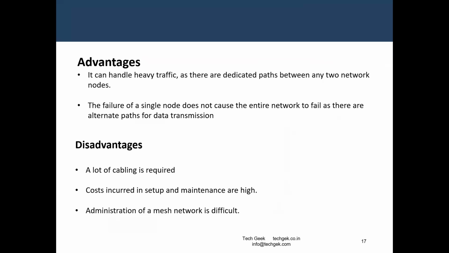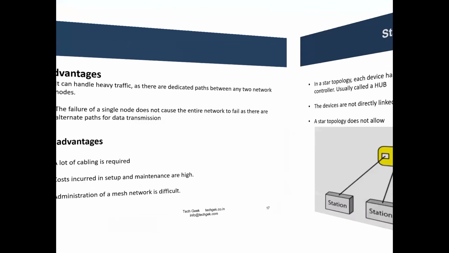And if I talk about the disadvantages, a lot of cabling is required because it is connected link to link. Every device has a device-to-device connection. The cost of setup and maintenance is very high. Administration of this mesh network is difficult. So we can see that this is the most difficult part of administration. That's the disadvantage of mesh topologies.